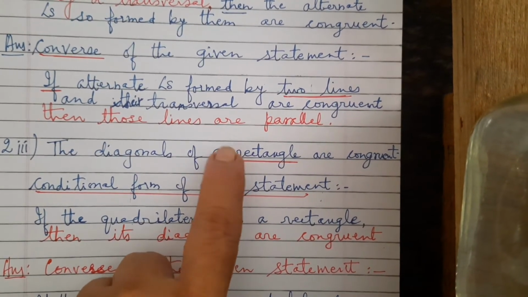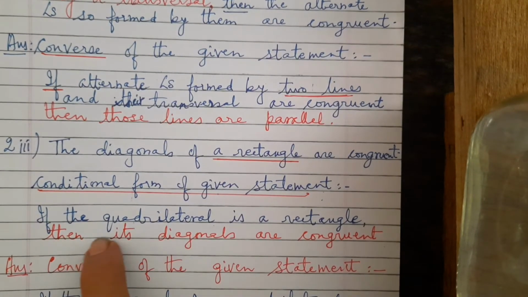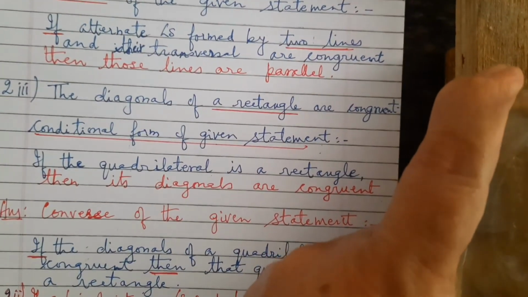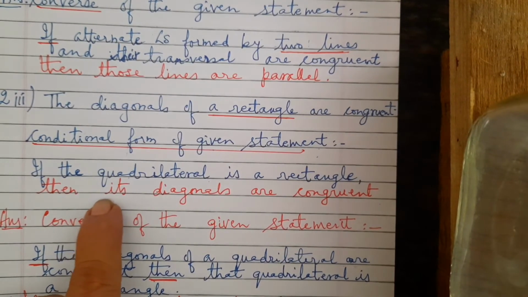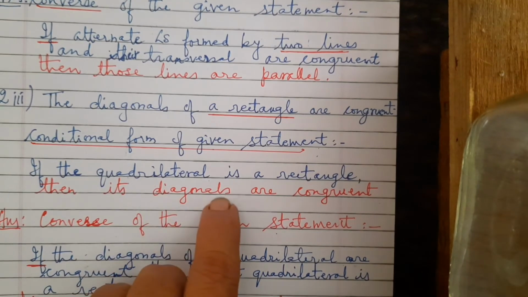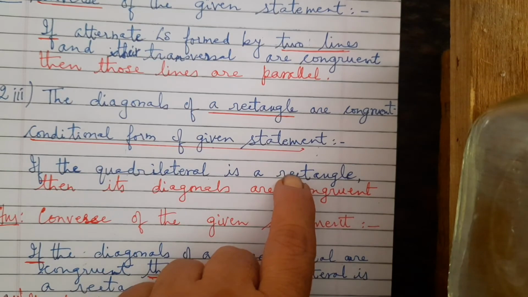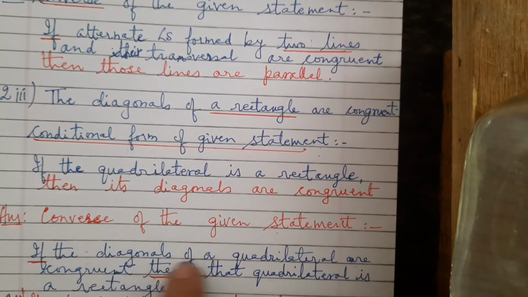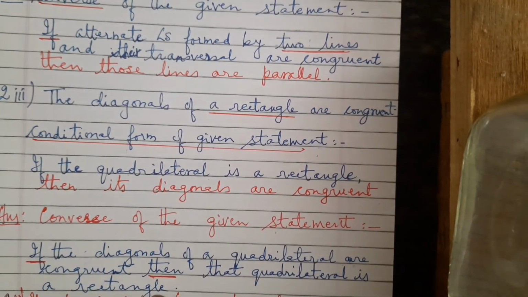Now we want the converse of the given statement, means make the converse of this statement. When you make the converse of this, the then part will become the if part and the if part will become the then part. So what will we write in the if part? In the if part we'll say, if the diagonals of a quadrilateral are congruent. Don't say diagonals of a rectangle, because in the then part we have to say the quadrilateral is a rectangle. So do not mention rectangle in the if part here. We'll just say, if the diagonals of a quadrilateral are congruent, then that quadrilateral is a rectangle.